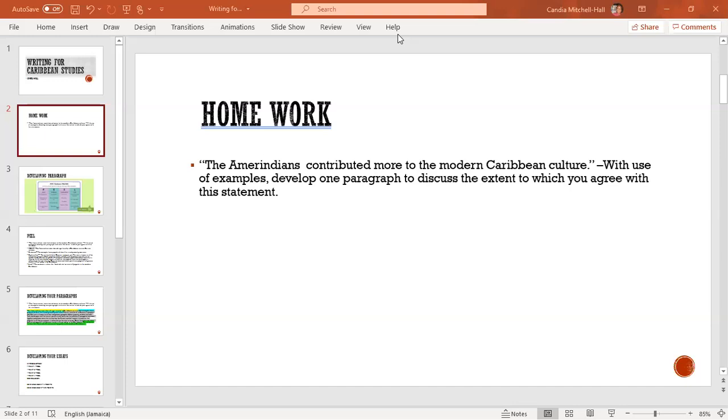And then, based on this discussion, it is clear that the Amerindians have contributed a lot to not only the Caribbean, but to other foreign countries like Ireland, who uses the potato in one of their most famous dishes, the shepherd's pie. And that's what I wrote.